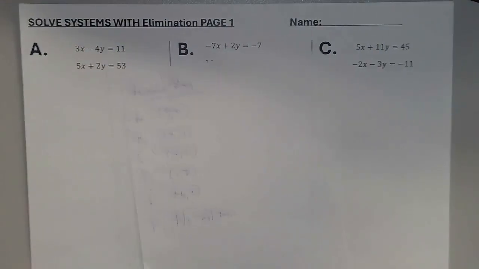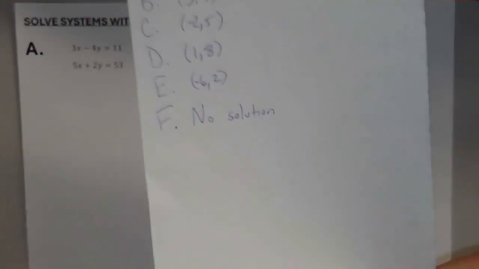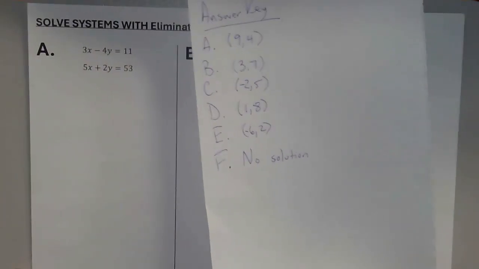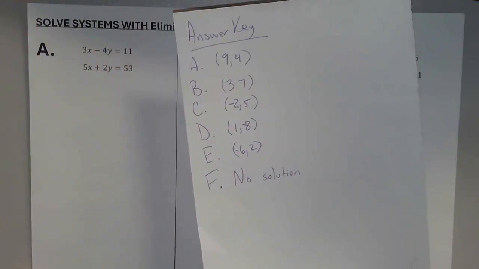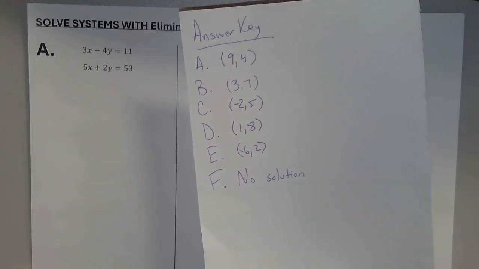Okay, here we go. Here's a straight up answer key, all right? There's what I got for these, A through F, F being no solution, so surprise. All right, let's work them out.